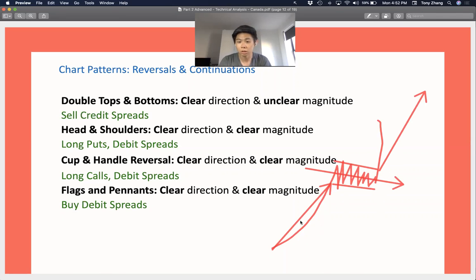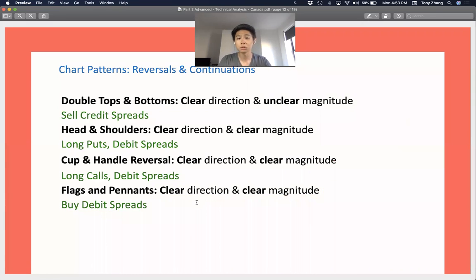For those types of trades, you also have what we call a measured move. You can first measure the size of the move going into the pennant or flag, and then take that same projection to see how far the stock can move after that consolidation period. So again, these strategies have a clear sense for direction and also a clear sense for magnitude. So buying debit spreads and buying call options are the types of strategies that are suitable.